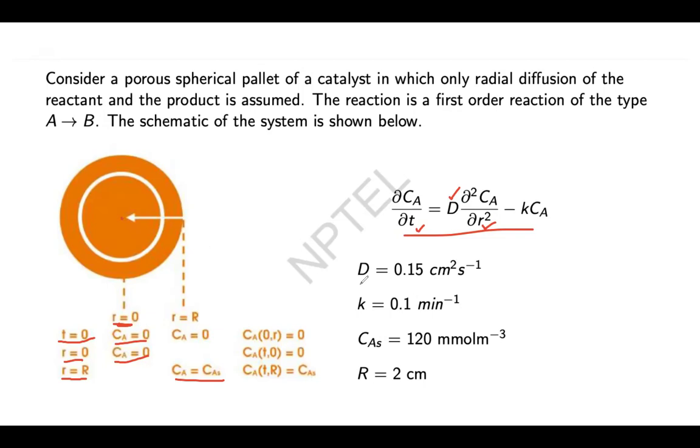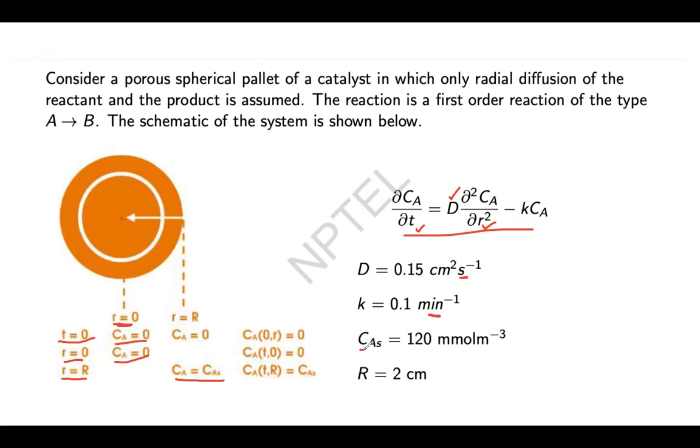Coming to the constants, you have the diffusion coefficient, which is given as 0.15 centimeter square per second. And we have K, which is the rate of the reaction, which is given as 0.1 per minute. Here you have to observe one thing. Here the unit of time is in seconds. Here the unit of time is in minutes. So it's better that you convert this to seconds so that you don't have any error while calculating your values.